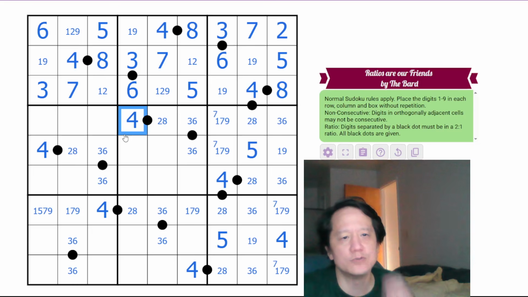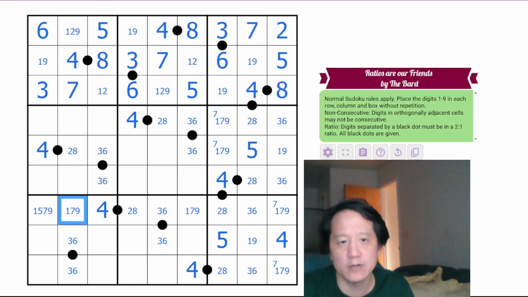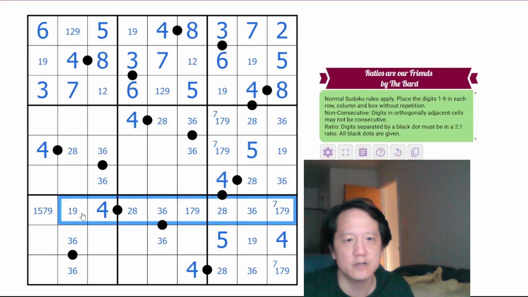7's one of those two digits. 7 cannot be here because of 7 in the column. We have a 1, 7, 9 triplet now in row 7, which eliminates 1, 7, 9 in the rest of the row. So this can't be 1, 7, or 9. It's 5.